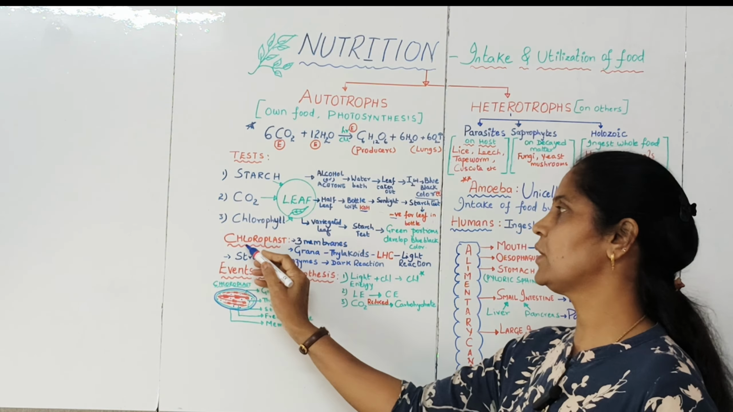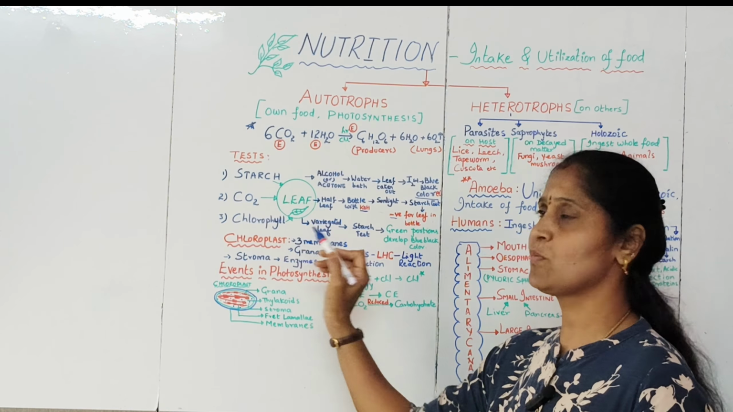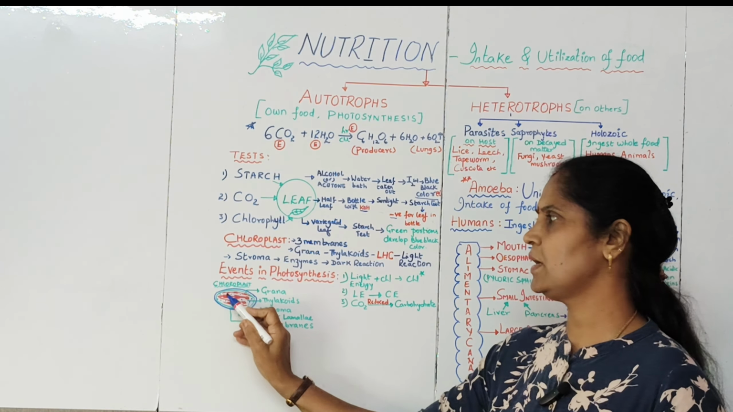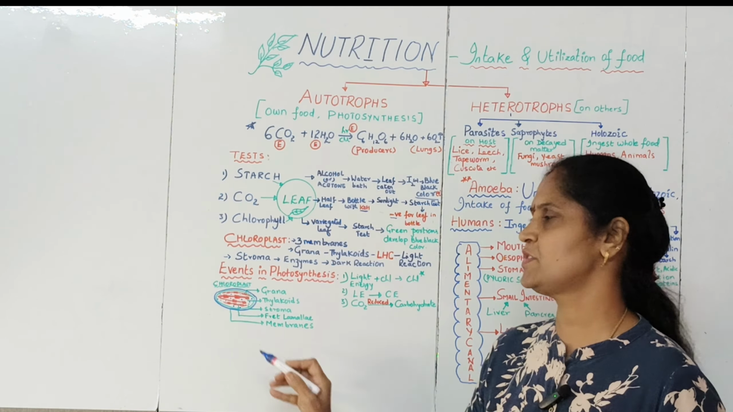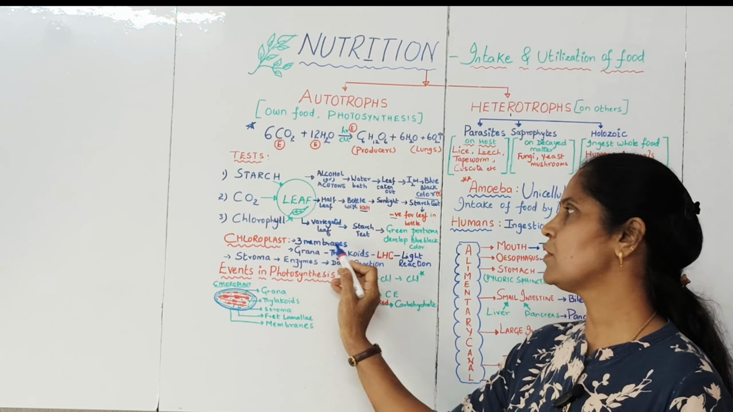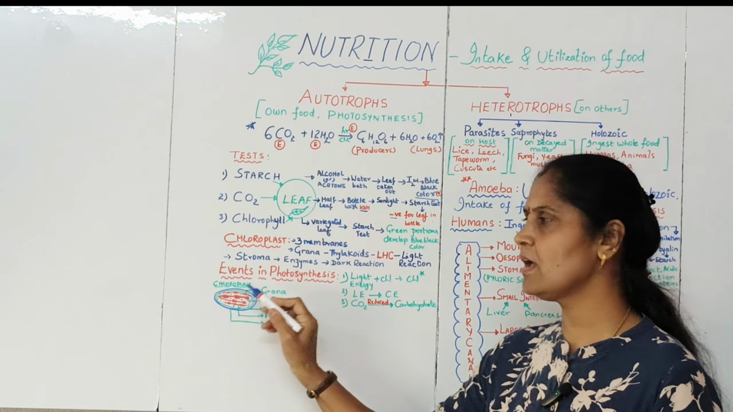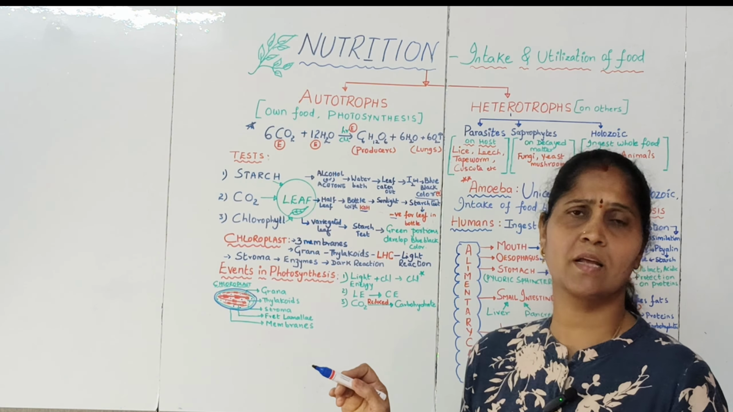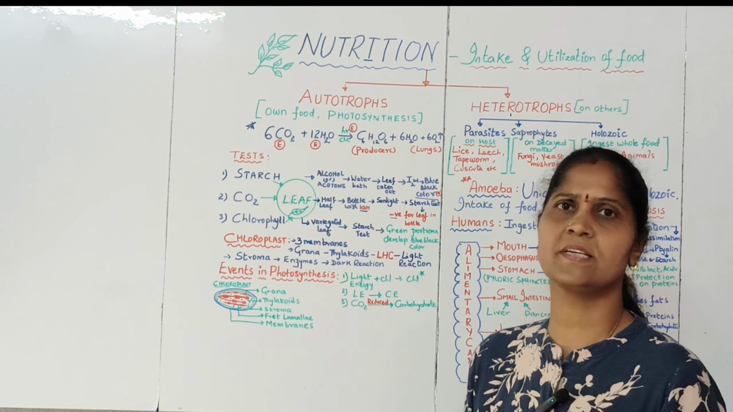Next, the structure we have is the chloroplast. We know it has three membranes: an outer membrane, an inner membrane, and a third membrane in the form of stacks, which are called the thylakoids. The grana region is where the thylakoids are, the red color structures I have drawn. Those are the thylakoids that represent the grana region.